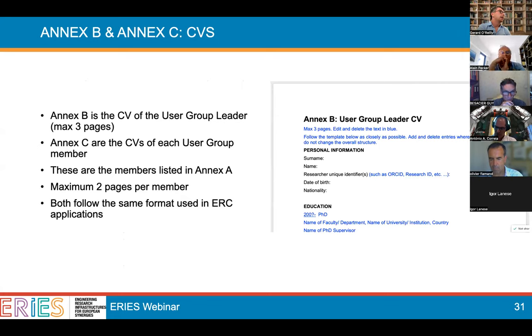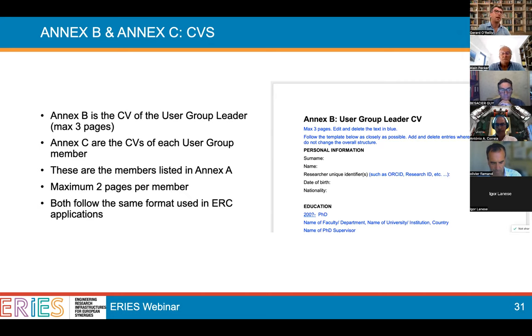So the last are Annex B and C. These are essentially the CVs of the people. Annex B is the CV of the user group leader. It's a little bit longer, three pages at most. So just some summary information about their CV and their general curriculum. And the other members, the user group members, will be limited to two pages.